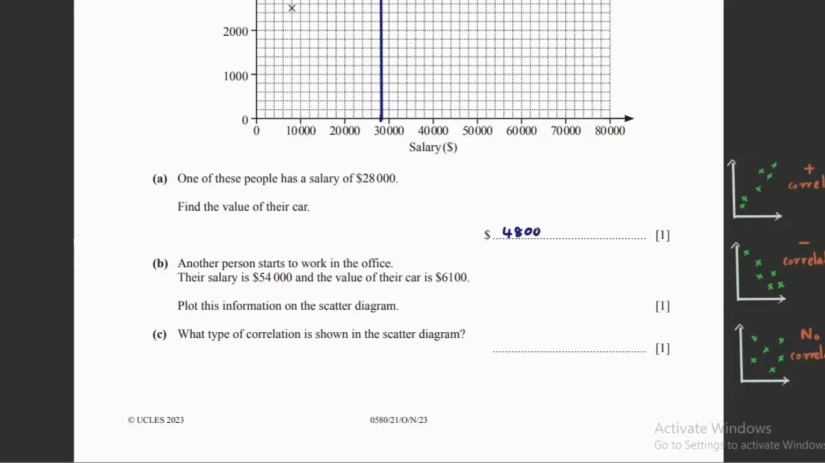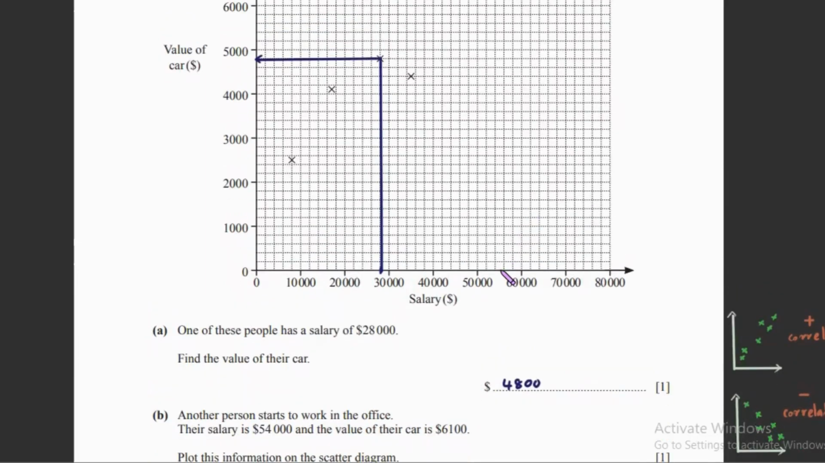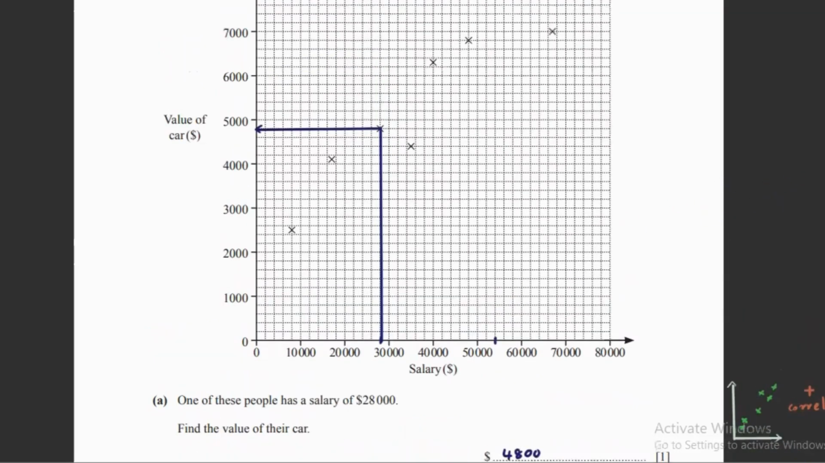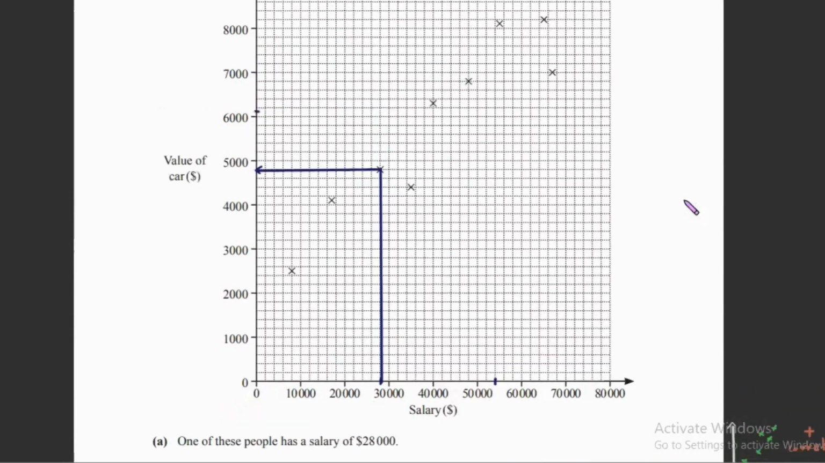So it's $54,000 and $6,100. $54,000 is going to be somewhere over here, and $6,100, this is 6,000, this is 6,200, so 6,100 will be here. You need to use those two coordinates to plot the point. So it's going to go all the way up like this, and it's going to be here. And when you mark the scatters, you need to make use of crosses to mark that.